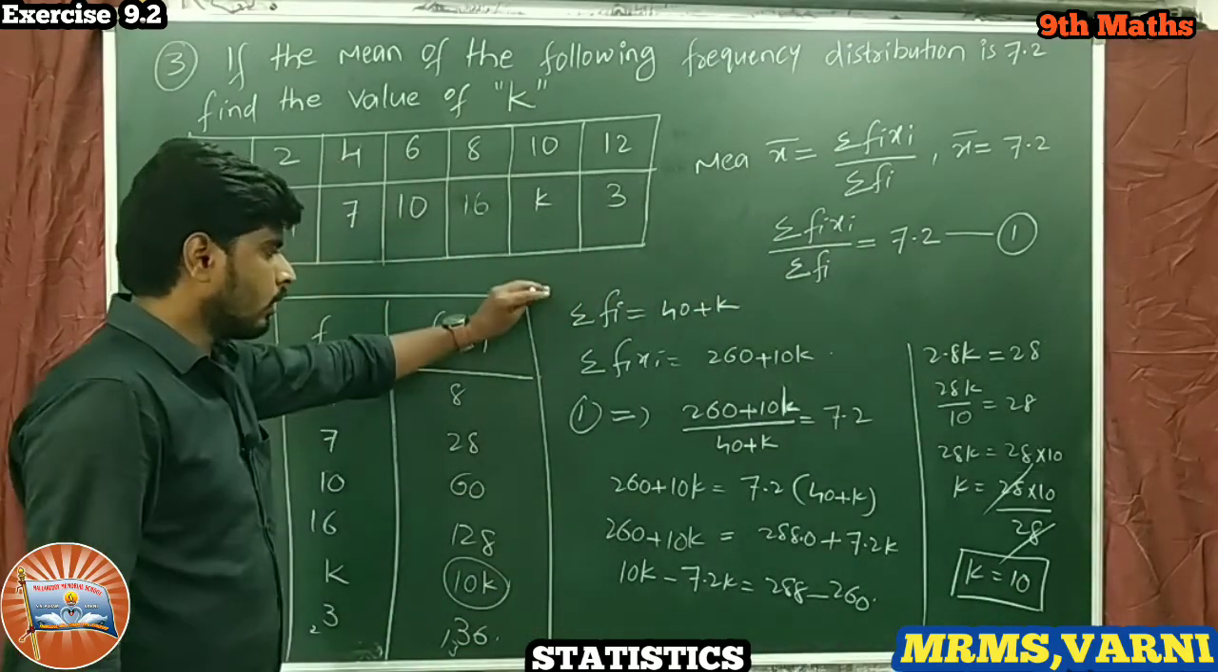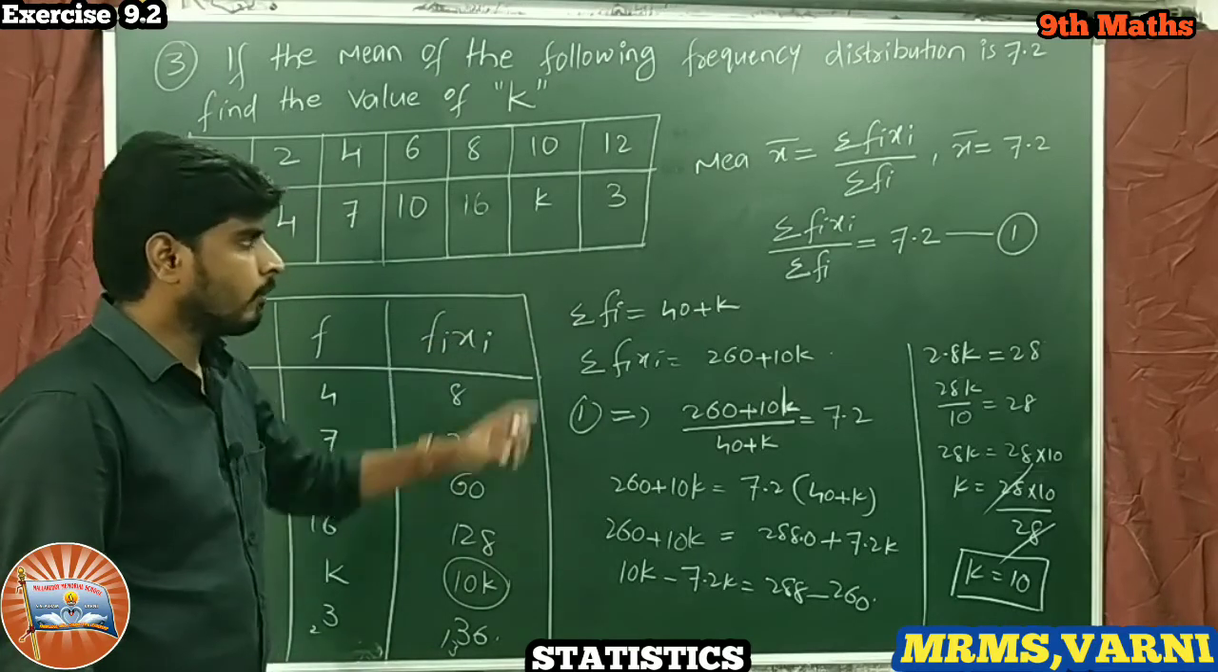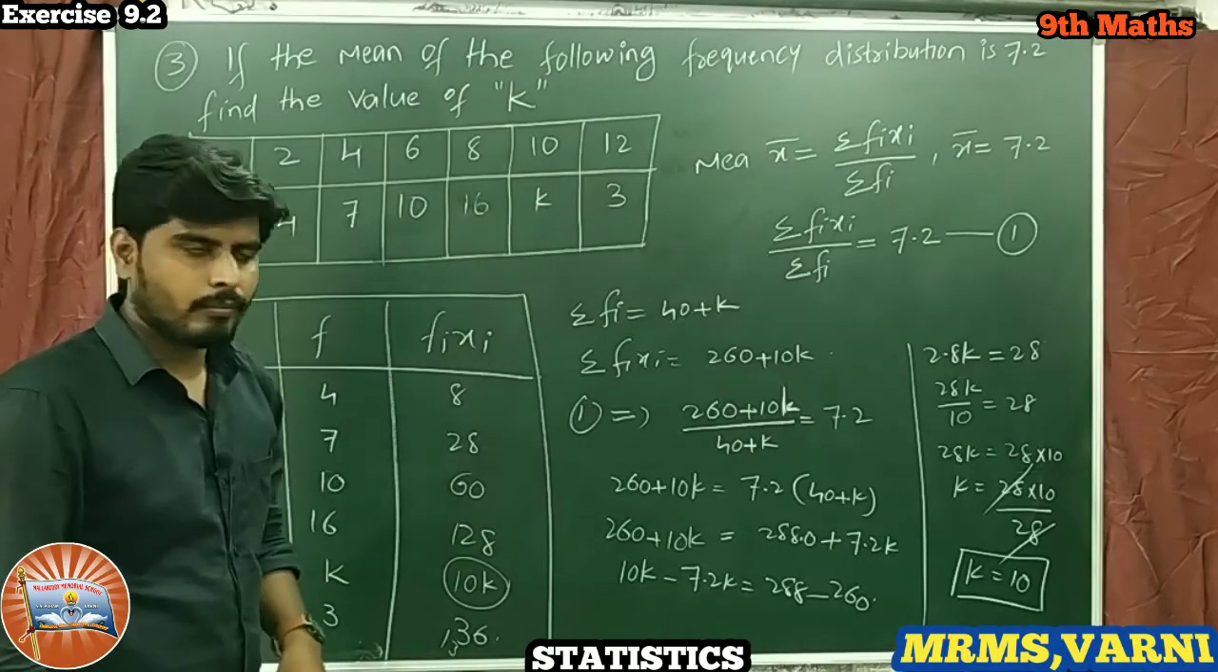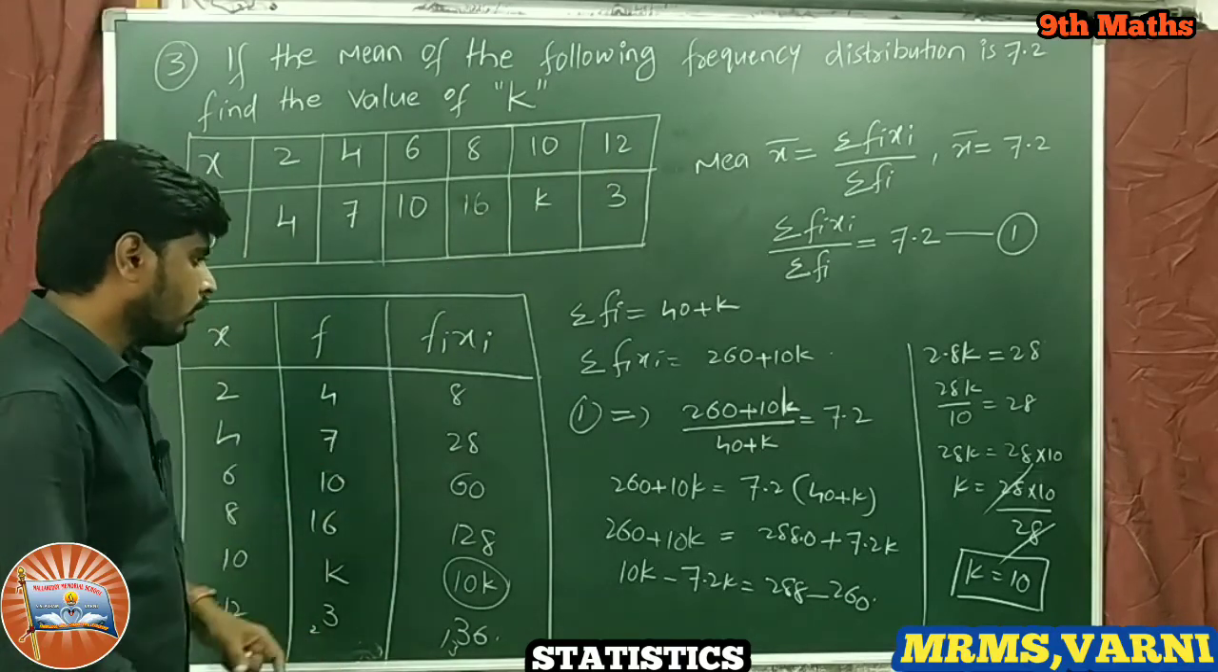This is the procedure of finding the k value if the mean is already given, 7.2 here. Okay, right. This is a very important model.